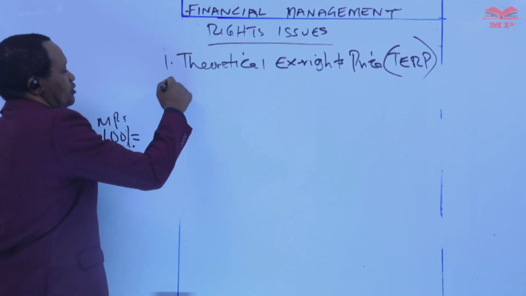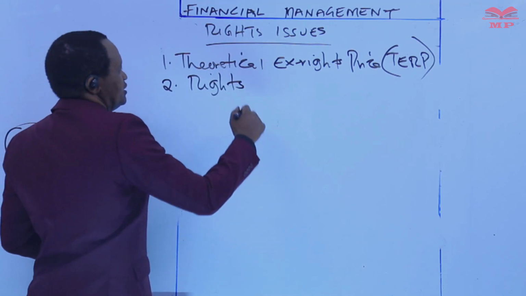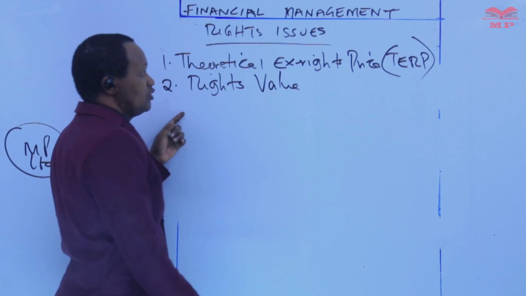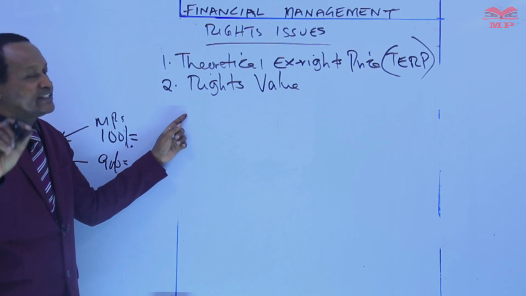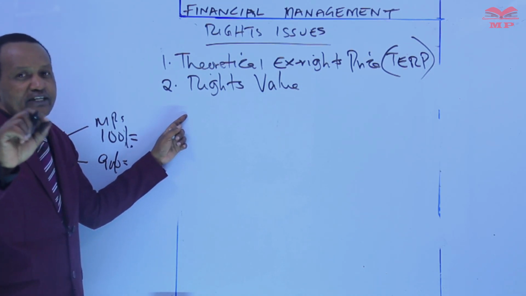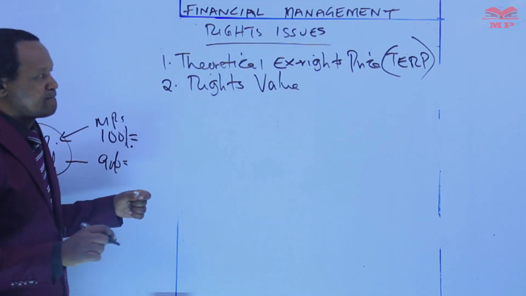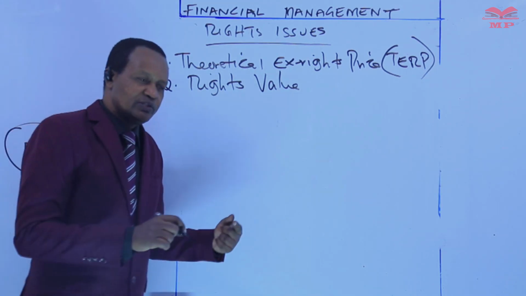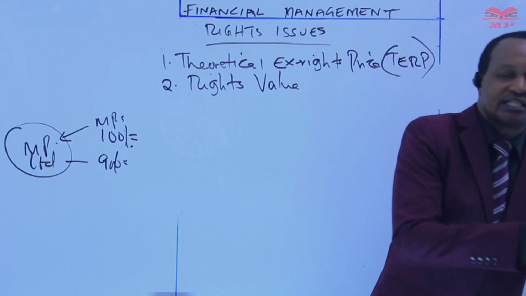Then the next important thing is to calculate the rights value. Now, the rights value is the intrinsic value of the right to purchase additional shares at a discount.